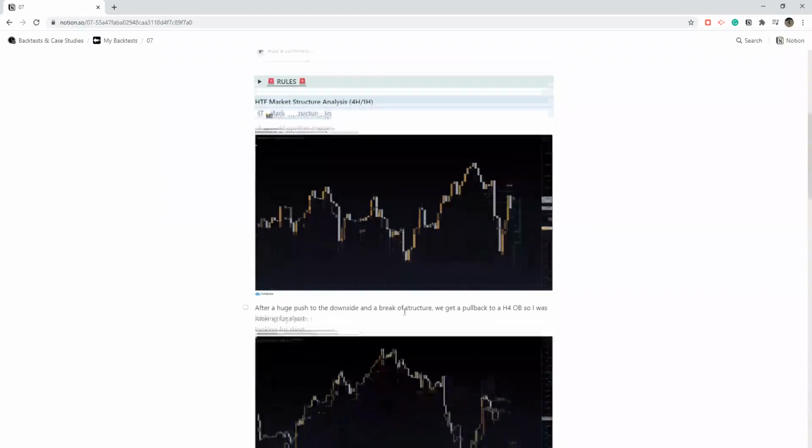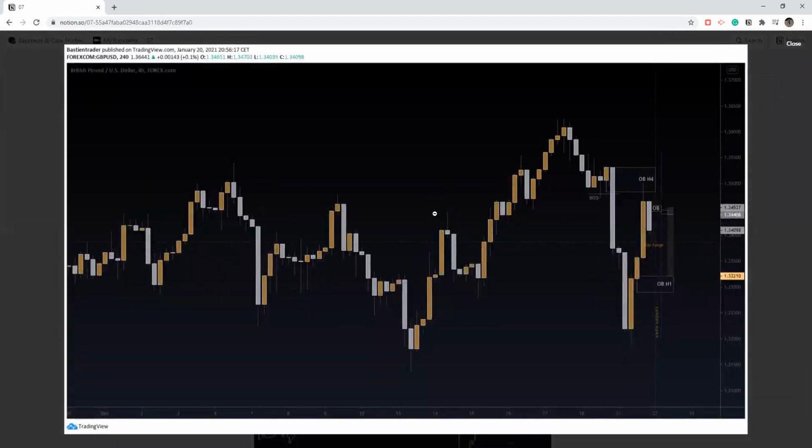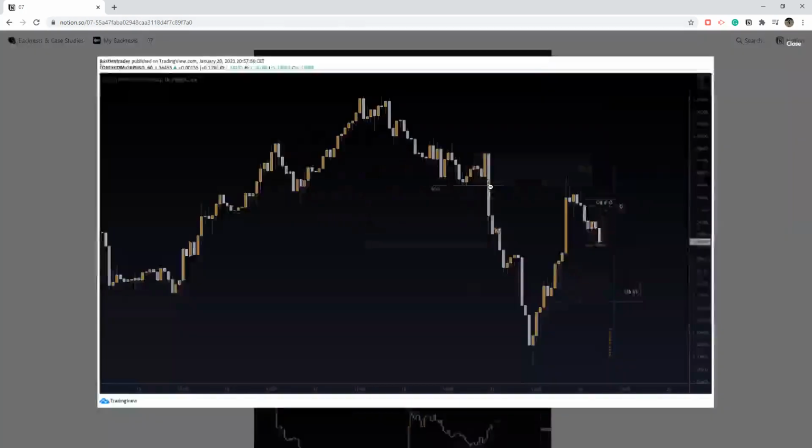Trade 7. After a huge push to the downside and a break of structure, we get a pullback to the 4H OB. So I was looking for shorts. Yeah, this is the setup that you want to look for. Yes, 4 hourly OB with a clear break of structure, lots of imbalance right there. The market taps into it. Then we drop to the lower time frames to look for the shift.